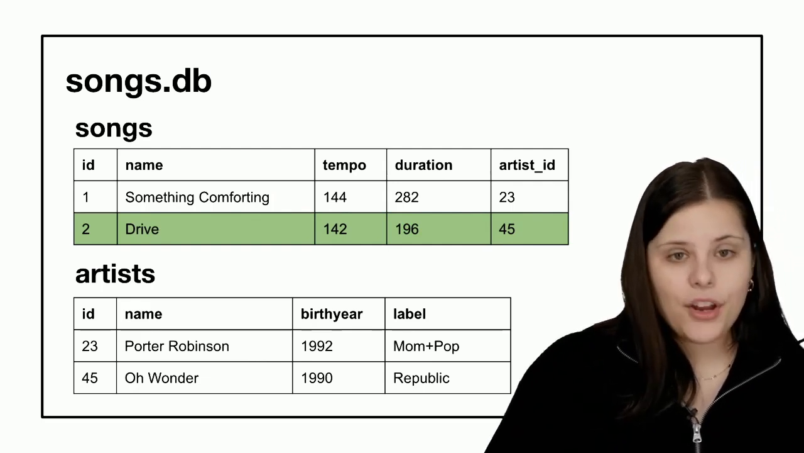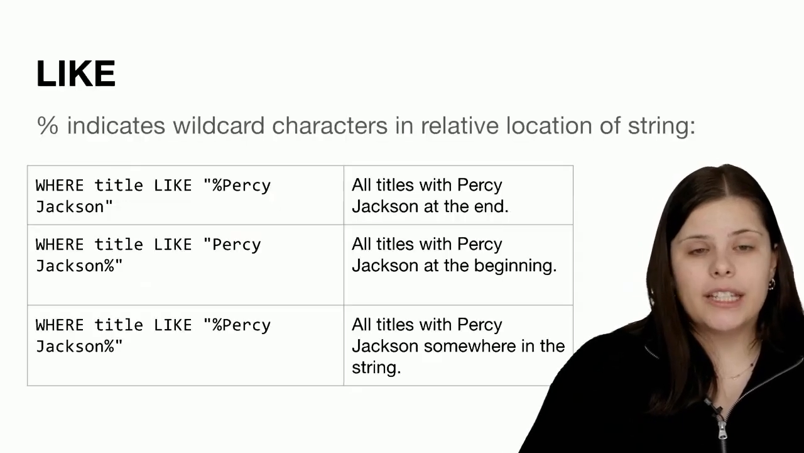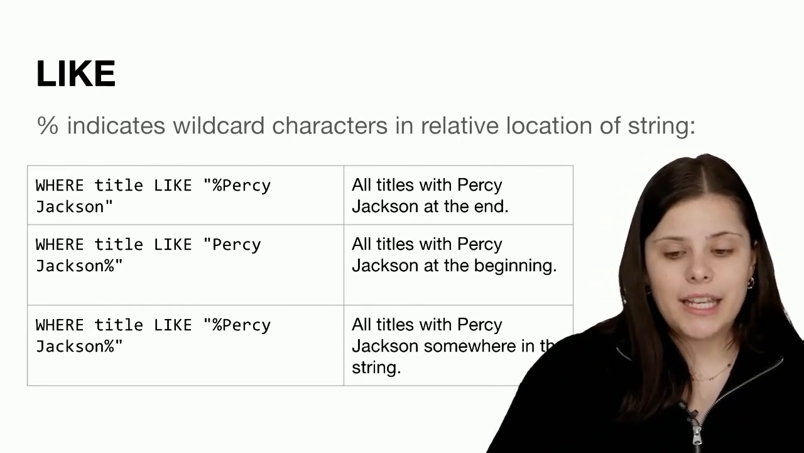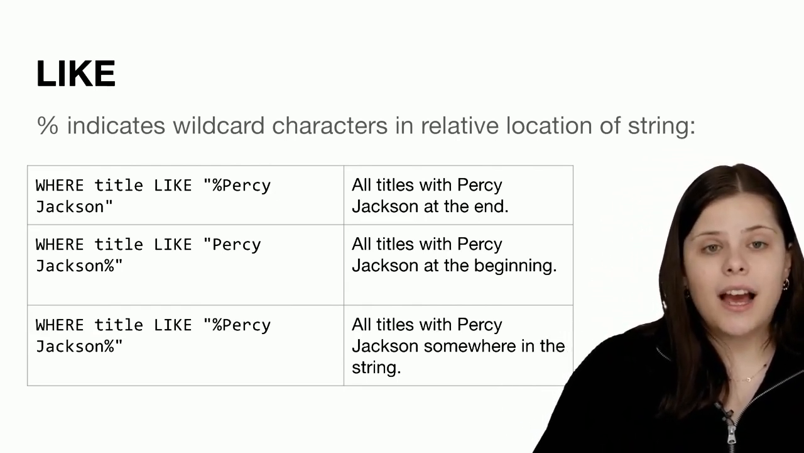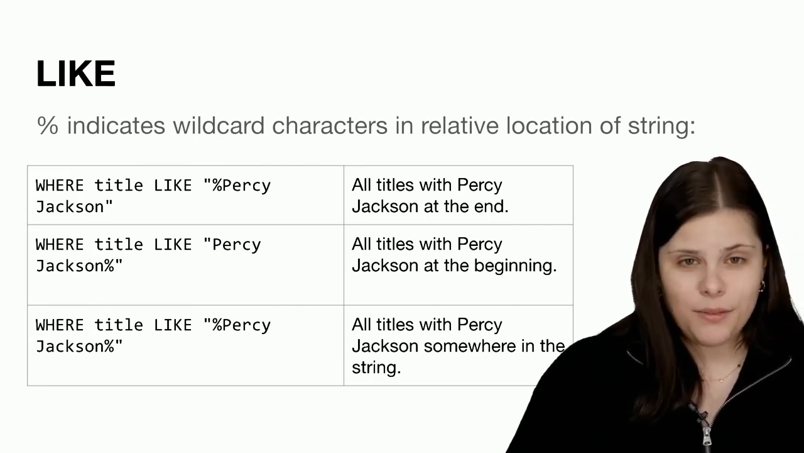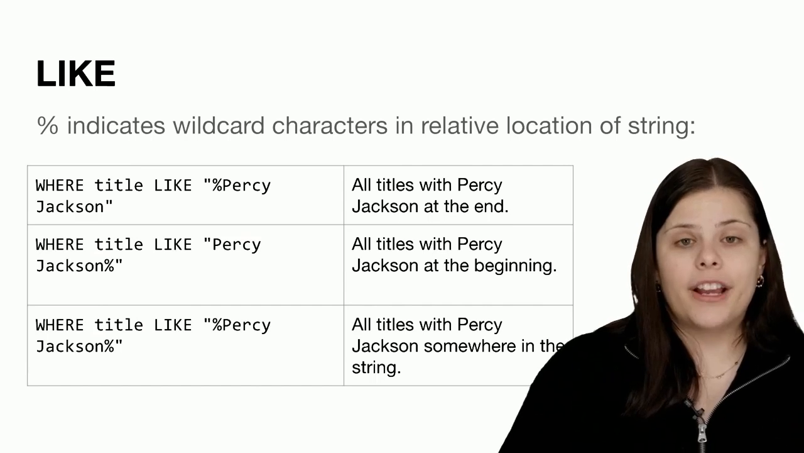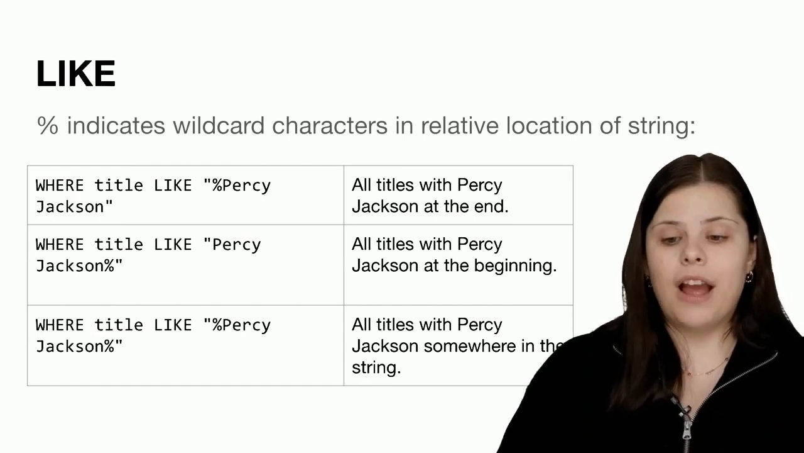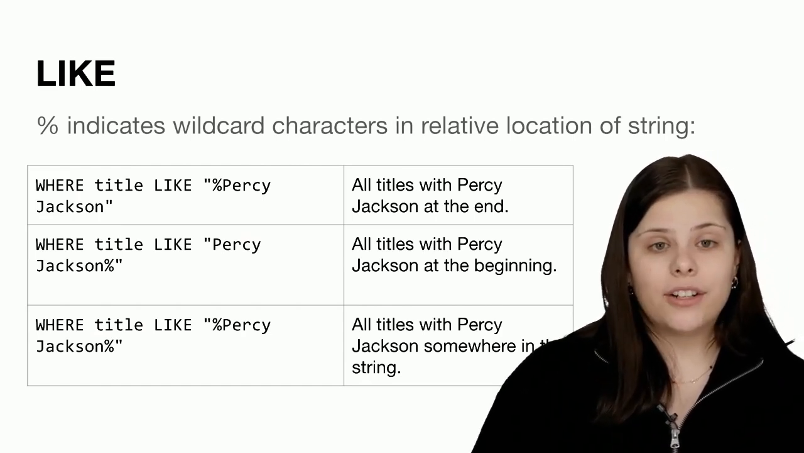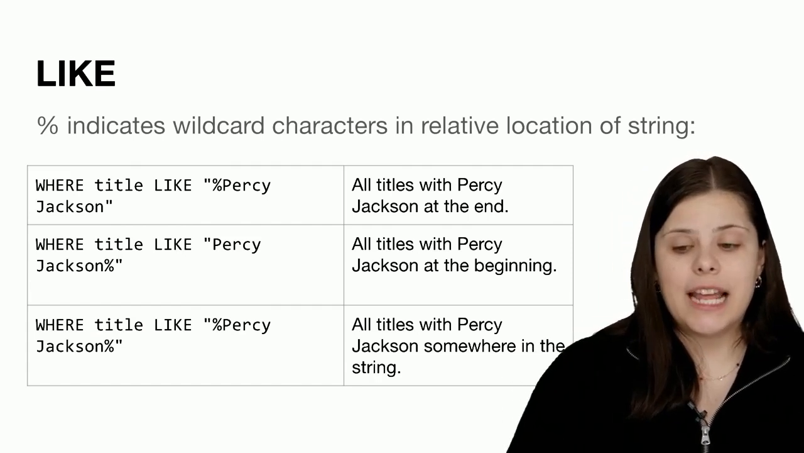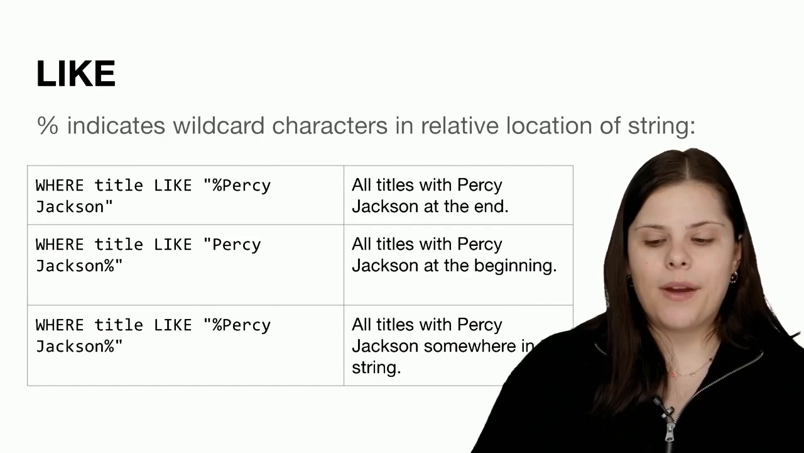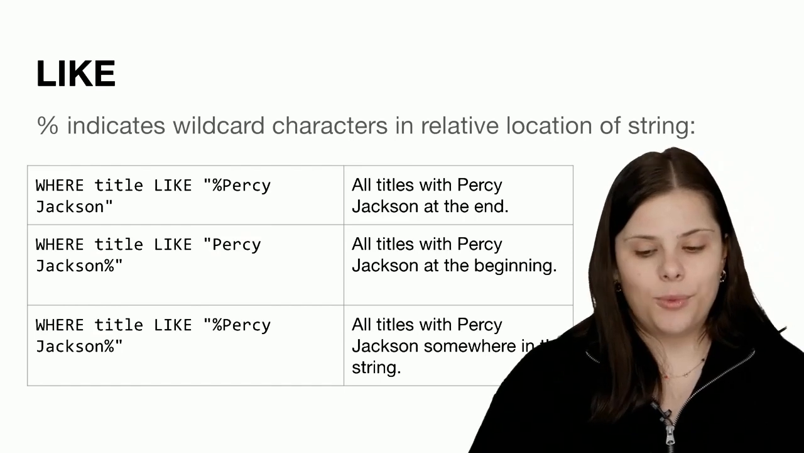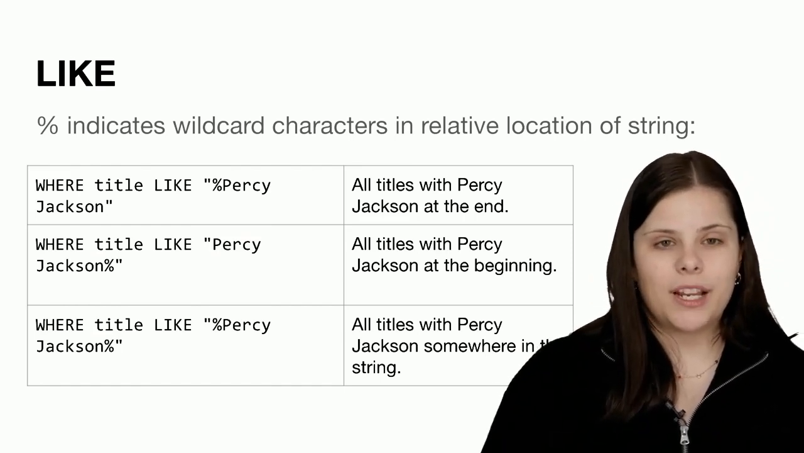Well, what are some other constraints that we can set here? The other one is like. So using the like keyword and the percentage symbol will indicate the wildcard characters and relative location of a string. So for example, if I'm looking for all the titles that have Percy Jackson in the end, I might want to set my wildcard character in the beginning, or if it's reversed, it will be in the end, or if it's somewhere in between, it can be in the middle.